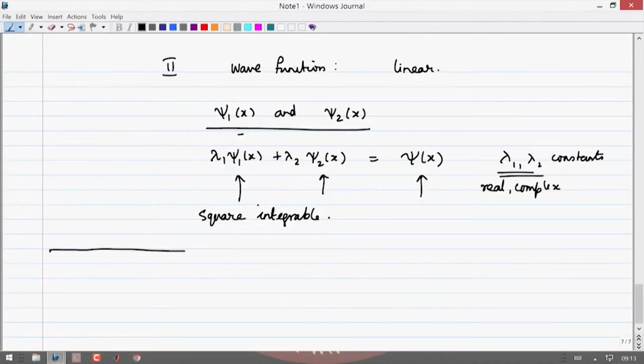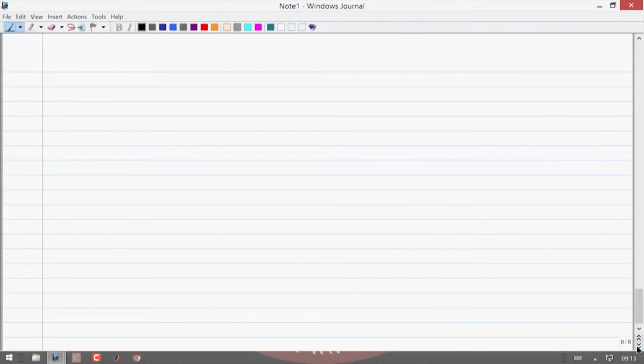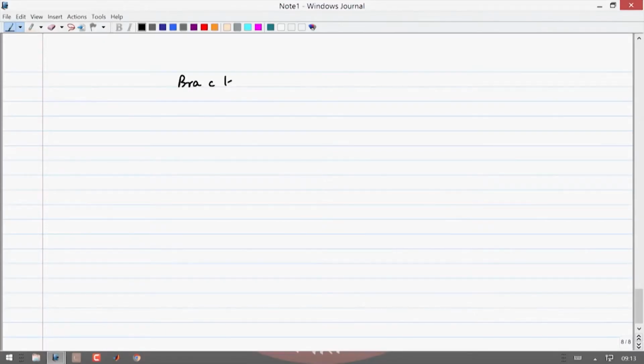So, this is regarding the postulate of the wave function. Now, before we move on to the second postulate, let us write down these things using the notation that we are familiar with, the bracket notation. The wave function psi of x is actually a number.